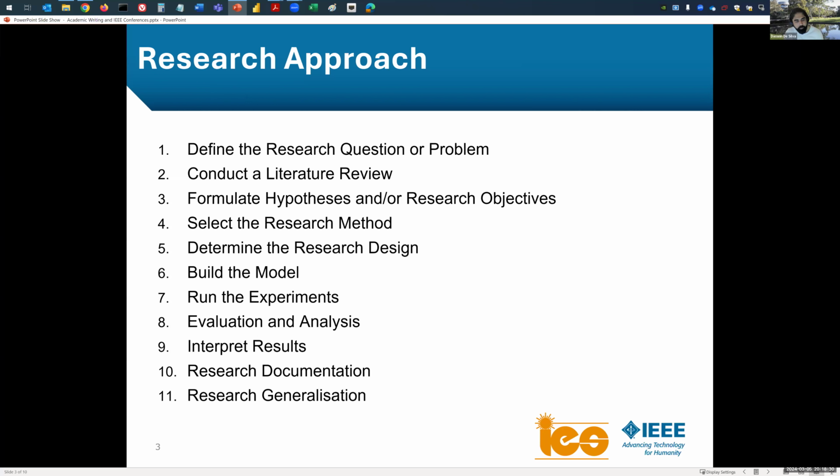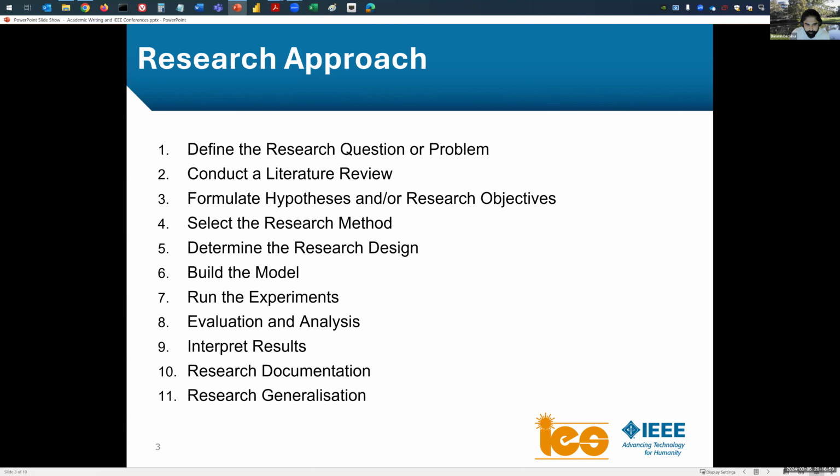Then we start building the model. This is your AI model. And then experiments, evaluation against different metrics. Then we try to interpret the results, and then we document the results, and then we think of generalization. So it worked on your data set or your selected data sets. Can we start applying this to a different data set or a different problem? So generative AI works for energy. Can we start applying generative AI for healthcare?